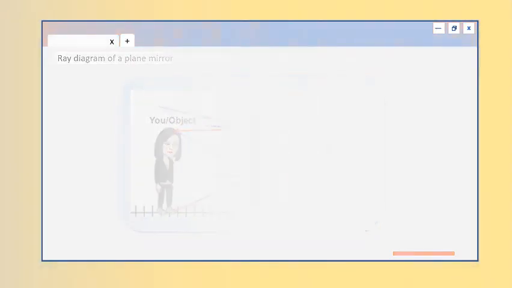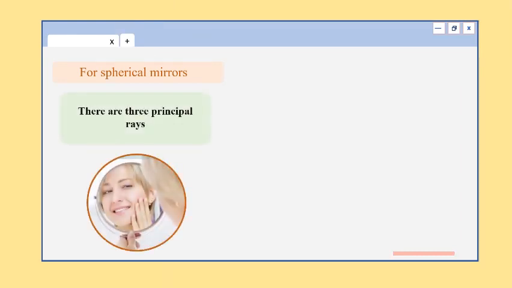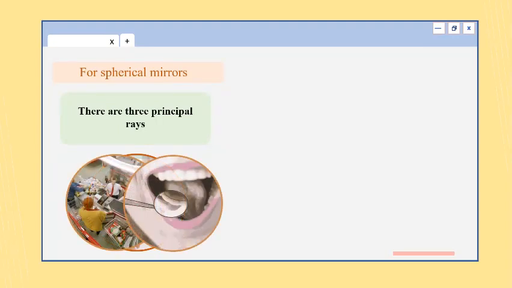Now, for spherical mirrors, there are three principal rays that are needed to construct its ray diagram. You may ask, why does a plane mirror have no principal rays? It's because a plane mirror is just flat, and the spherical mirror has a curve. It does not have a principal focus nor a center of curvature.